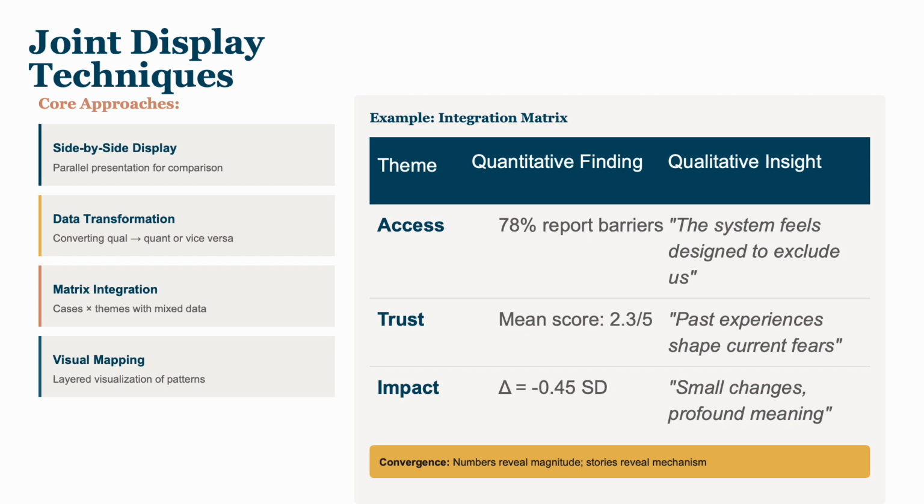Under the theme of access, the quantitative data shows 78% report barriers, giving us the magnitude, while the qualitative insight explains the mechanism. "The system feels designed to exclude us." Under trust, a low mean score of 2.3 explains the what, while the quote, "past experiences shape current fears," explains the why. This matrix proves that while numbers reveal the magnitude, stories reveal the mechanism.